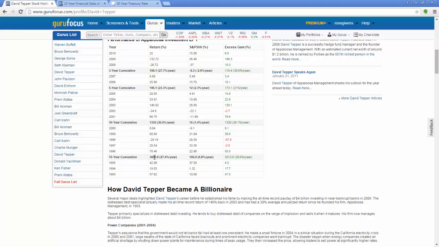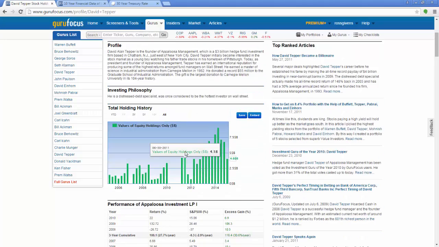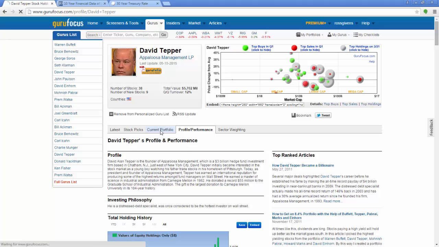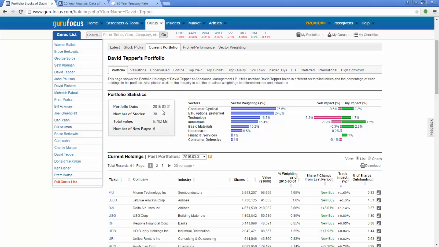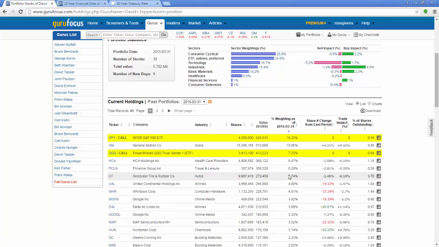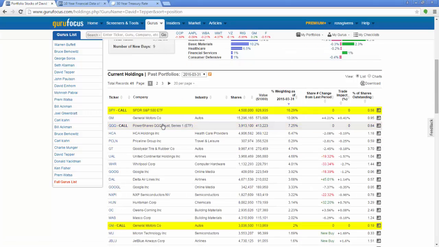The 15-year cumulative number is 3,680% versus 166% for the S&P. He's just an absolute monster when it comes to the market. Anyway, here's his current portfolio, and when you sort by weighting, these are two positions he just picked up in the most recent quarter, in yellow, and those are call options. One is on the SPY and one is on the QQQ.